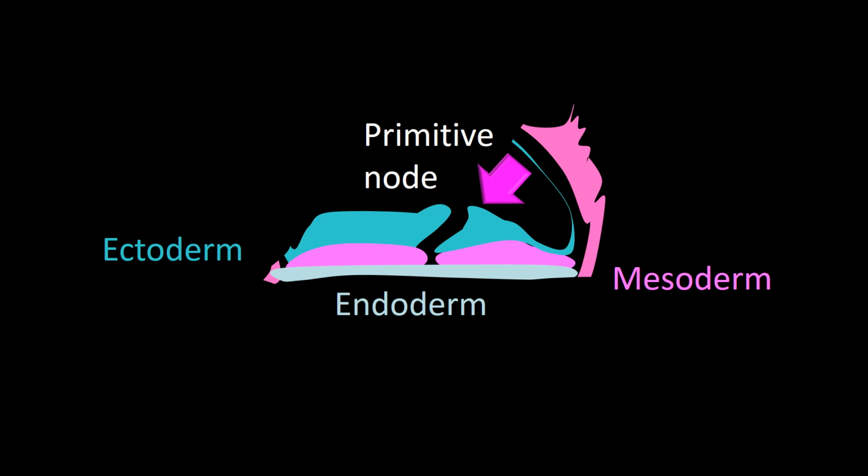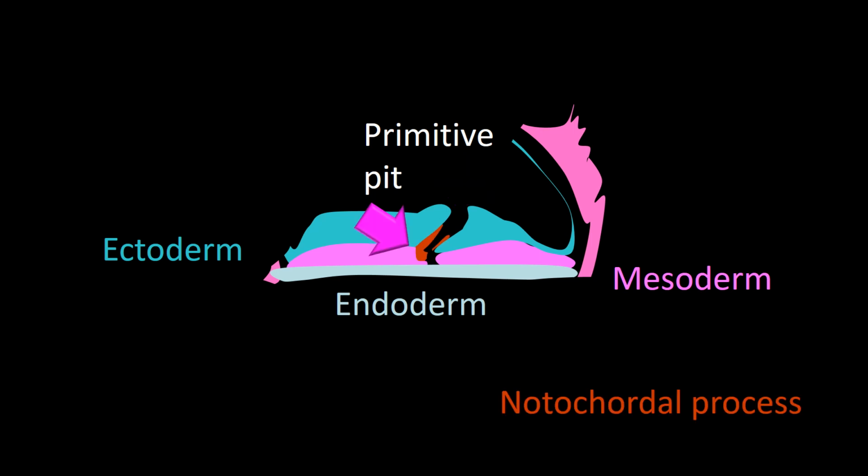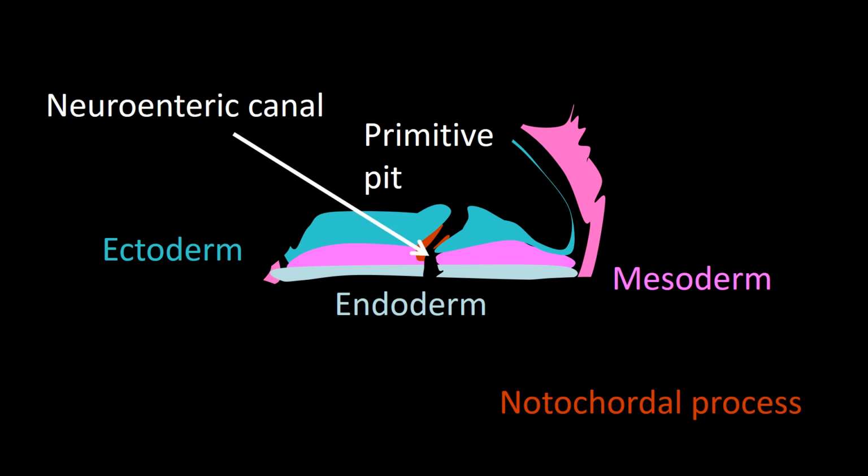Now I want to guide your attention to the primitive node and the primitive pit. It is at this stage that the walls of the primitive pit thicken, initiating the formation of the notochordal process. And the endoderm close to the notochordal process disappears, creating a canal between the amniotic and the yolk sacs. This channel is called the neuroenteric canal.